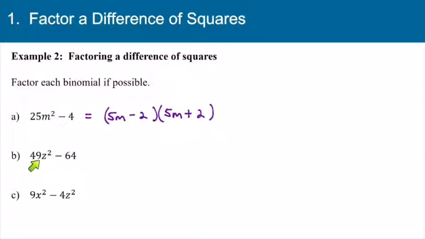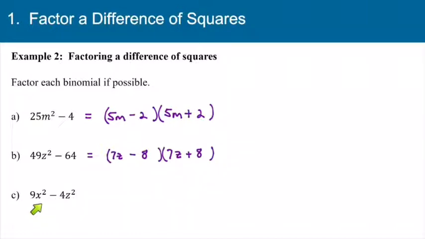Okay, let's try part B. First, make sure that it's a difference of squares. 49z squared is going to be 7z times 7z. So that is definitely a square. Then we have our minus. And then 64 is 8 times 8. So this is a difference of squares. And we can factor it into a sum and difference of the same two terms. 49z squared is going to be 7z times 7z. And then negative 64 is going to be negative 8 times positive 8. And there is our difference of squares.